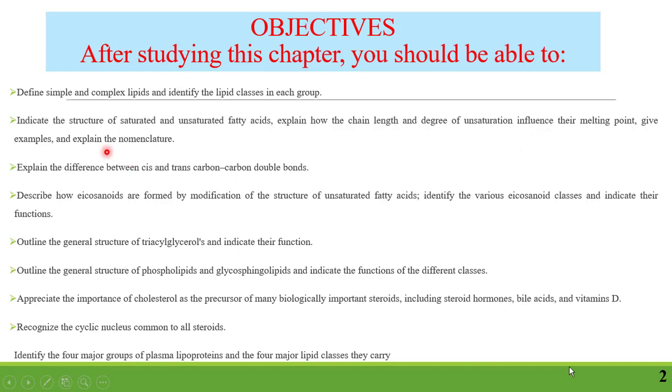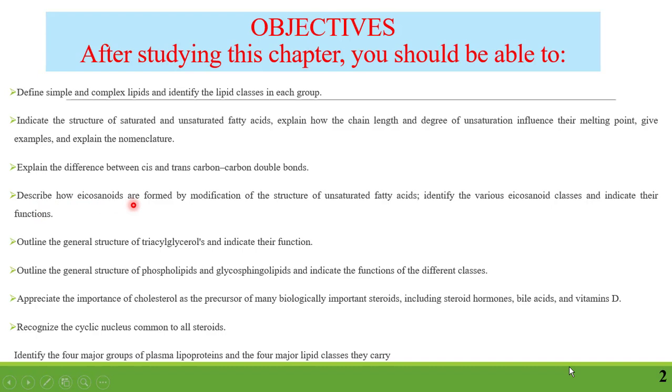Also we have different nomenclature for fatty acid and you should be able to know the nomenclature of fatty acids. And then explain the difference between cis and trans carbon-carbon double bond. We have two types of fatty acid related to cis and trans, and one of them is natural and one of them is a hazard for our body.